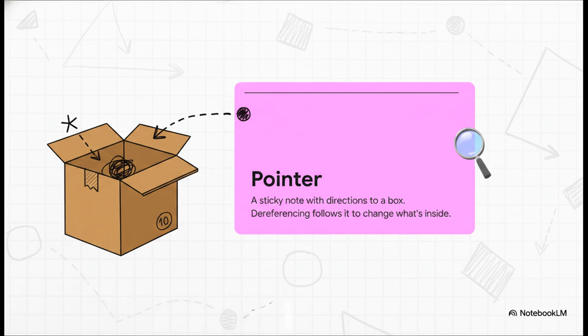And creating that sticky note, that's exactly what the ampersand does. It writes the address down for you. Once you have it, you'll encounter that intimidating asterisk symbol, the one we call dereferencing. Honestly, that's just the action of following the directions on the sticky note, walking right up to the physical box, opening it up, and interacting with whatever is inside.